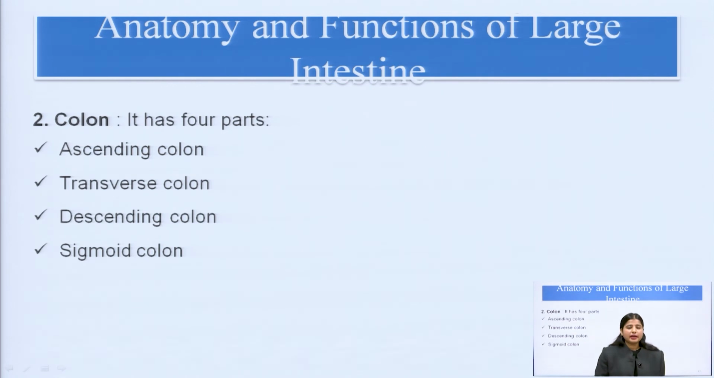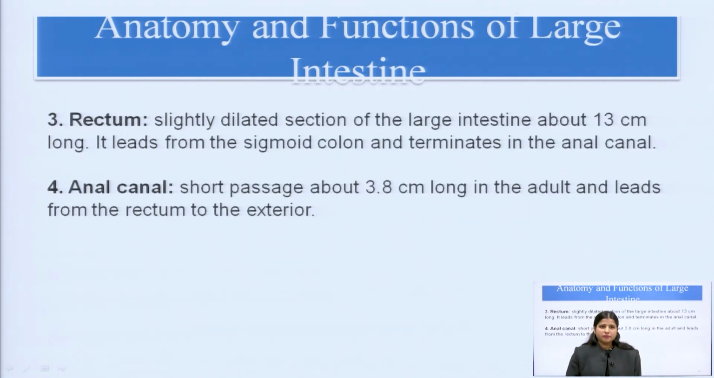Now the second part after the cecum is the colon, consisting of four parts, as I told you in the diagram: ascending, transverse, descending and sigmoid, which is sigma in shape. Now the third part is the rectum. The rectum is a slightly dilated section of the large intestine, nearly 13 centimeters long, and it leads from the sigmoid colon to the anal canal. So in between there is the rectum.